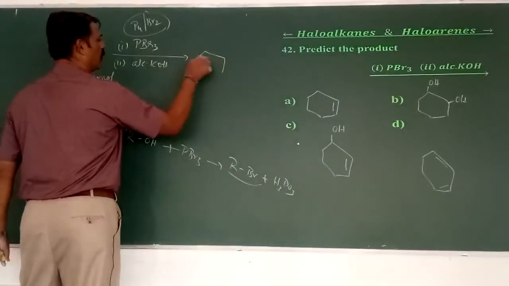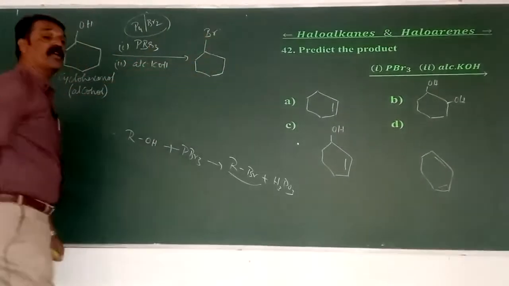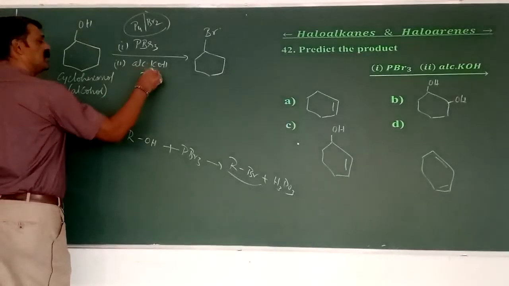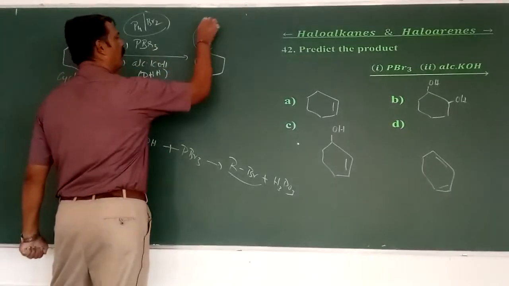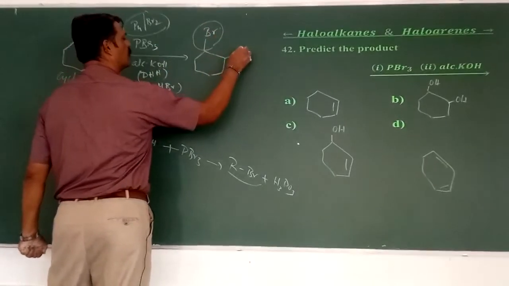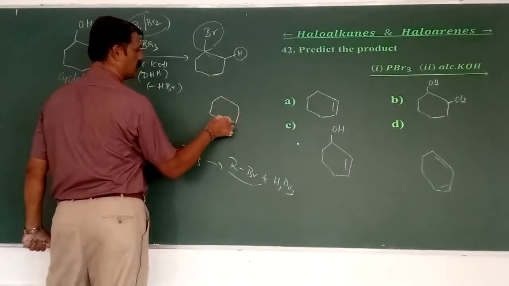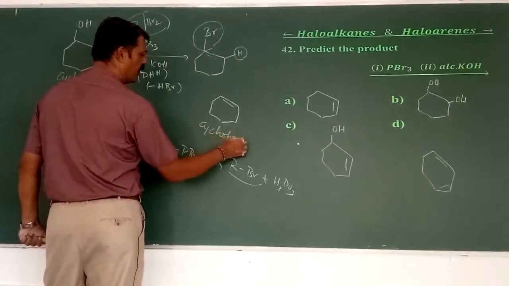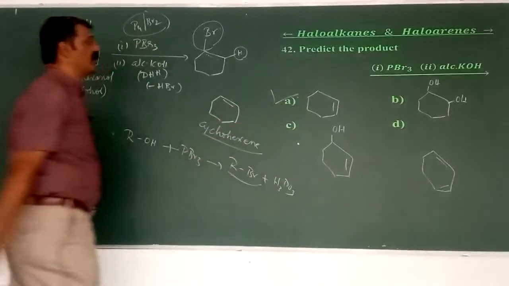Here there is an attachment of Br. Then the second step is reacting with alcoholic KOH. What is the function of alcoholic KOH? DHH, that means minus HBr, removal of Br from the same or the adjacent carbon. I can remove the hydrogen like this, so that I can get the double bond here. Means I am getting the product like this. This is called cyclohexene.